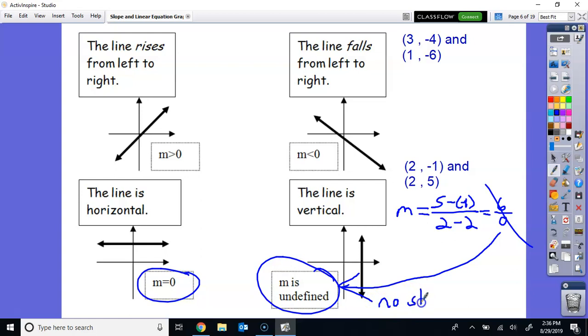Some teachers will call this no slope. I personally don't like that, only because it kind of gets confusing with 0. So I like to remember that 0 is flat. It's horizontal. It'll have a 0 on top of the fraction. Undefined is when you have a 0 on the bottom, because you cannot divide by 0.